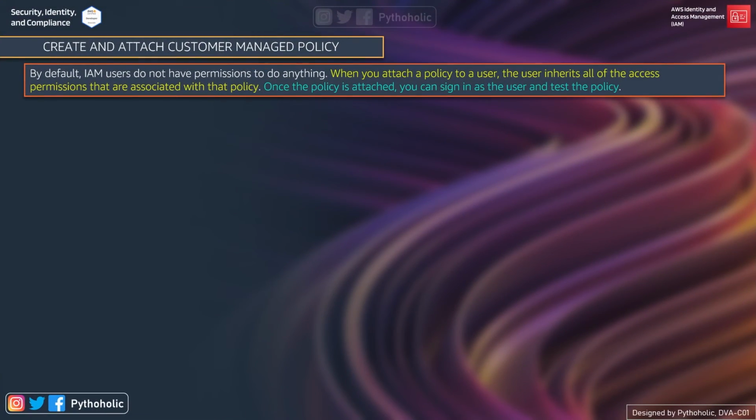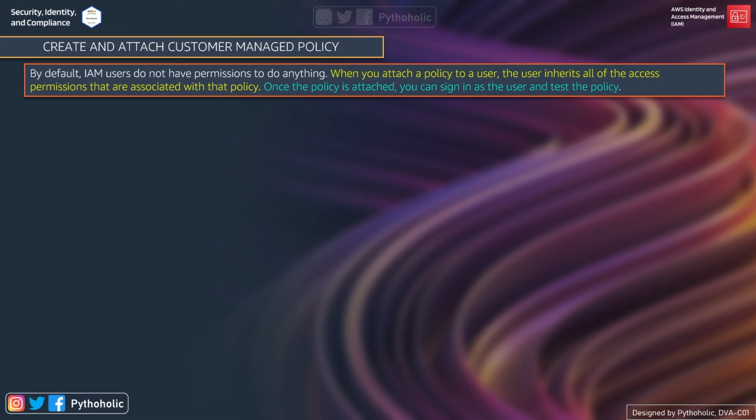And now let's see how we can create and attach a customer managed policy. Remember these lines very carefully. First, by default, IAM users don't have permissions to do anything. And when you attach a policy to the user, the user inherits all of the access permissions that are associated with that policy. Once the policy is attached, you can sign in as the user and test the policy.